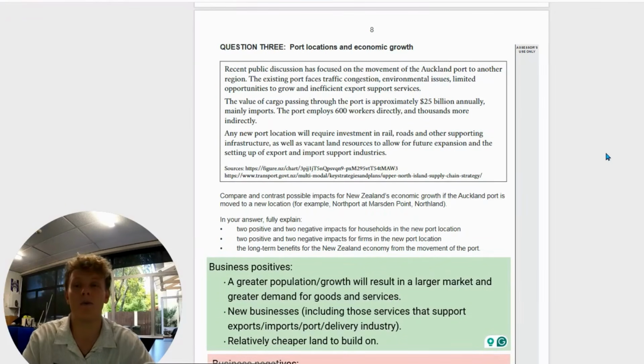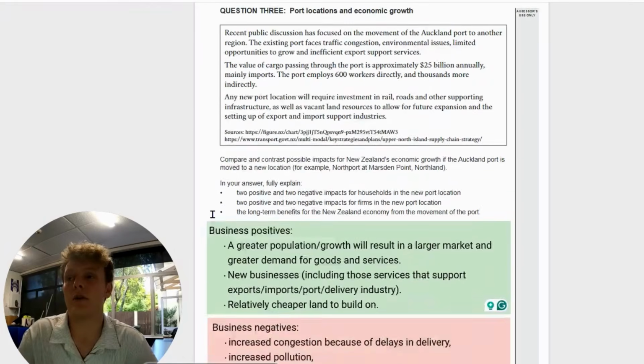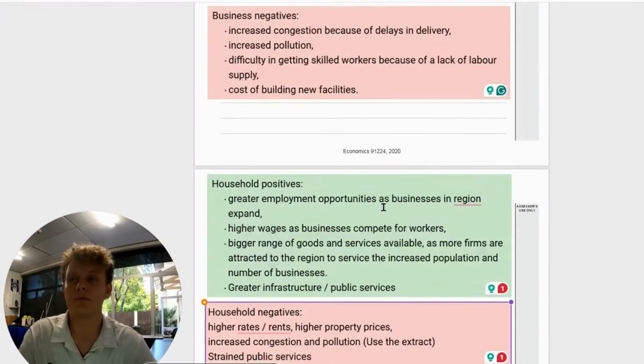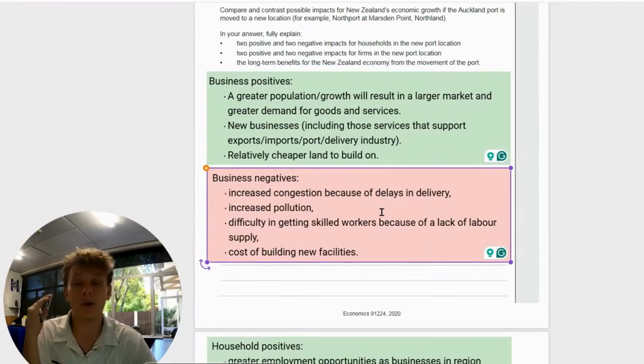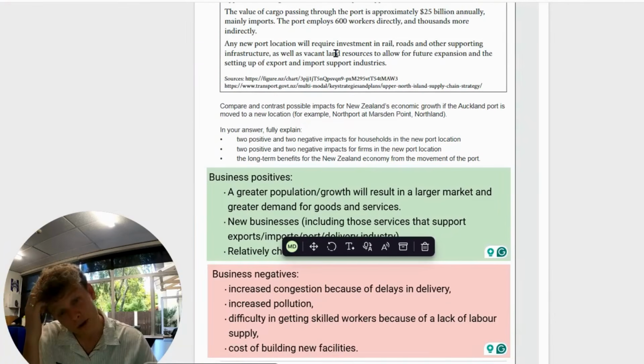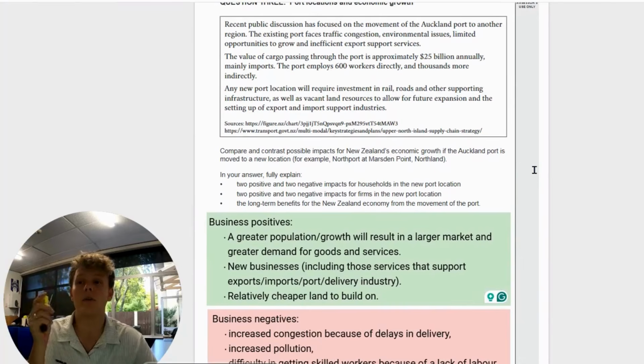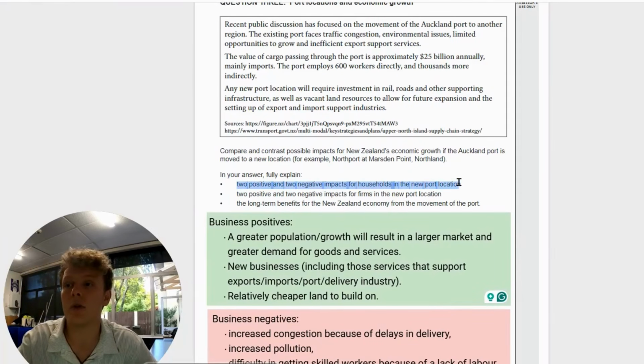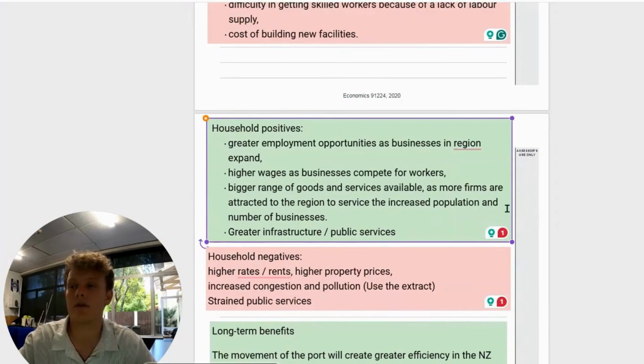So again, for an excellence question like this, but it's only one question, we want to be following the bullet points and then referring to the resource material, as well as demonstrating our understanding of the impacts of economic growth. So in your answer, refer to 2 positive and 2 negative for households. So I'm going to scroll down to households here.